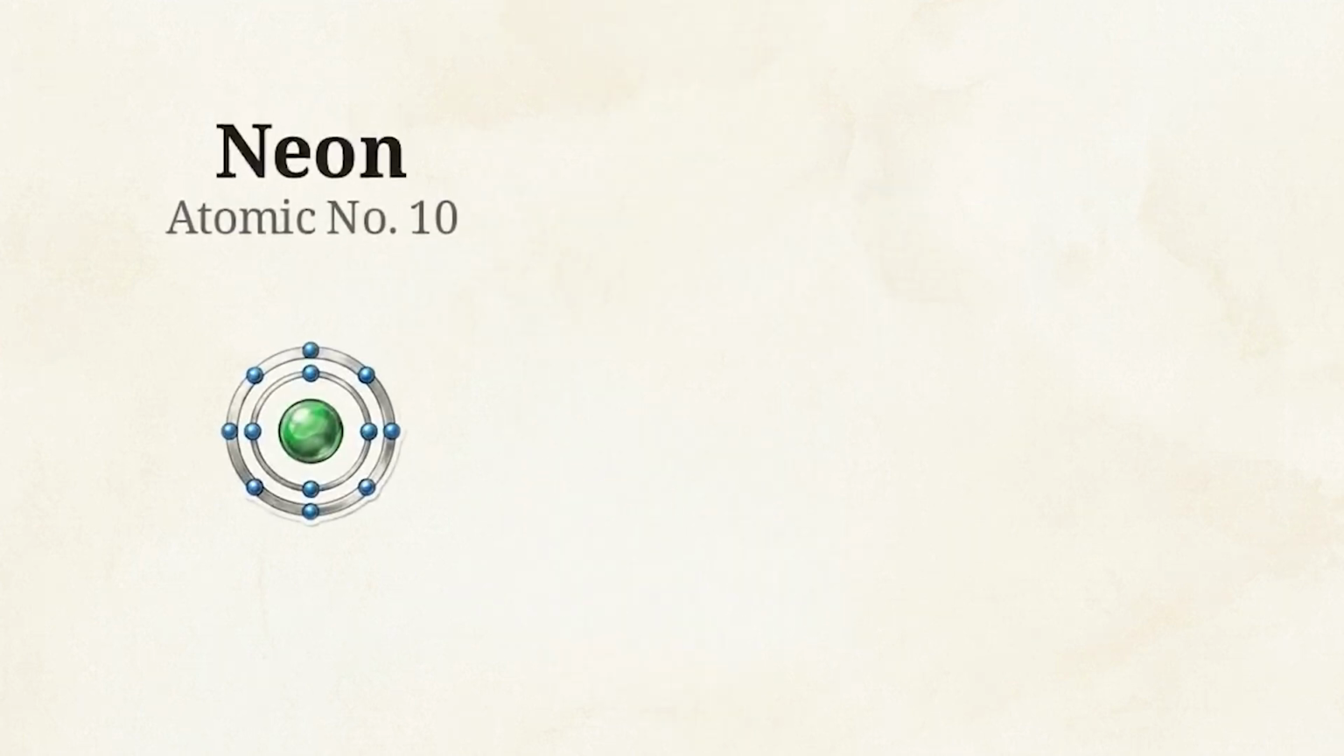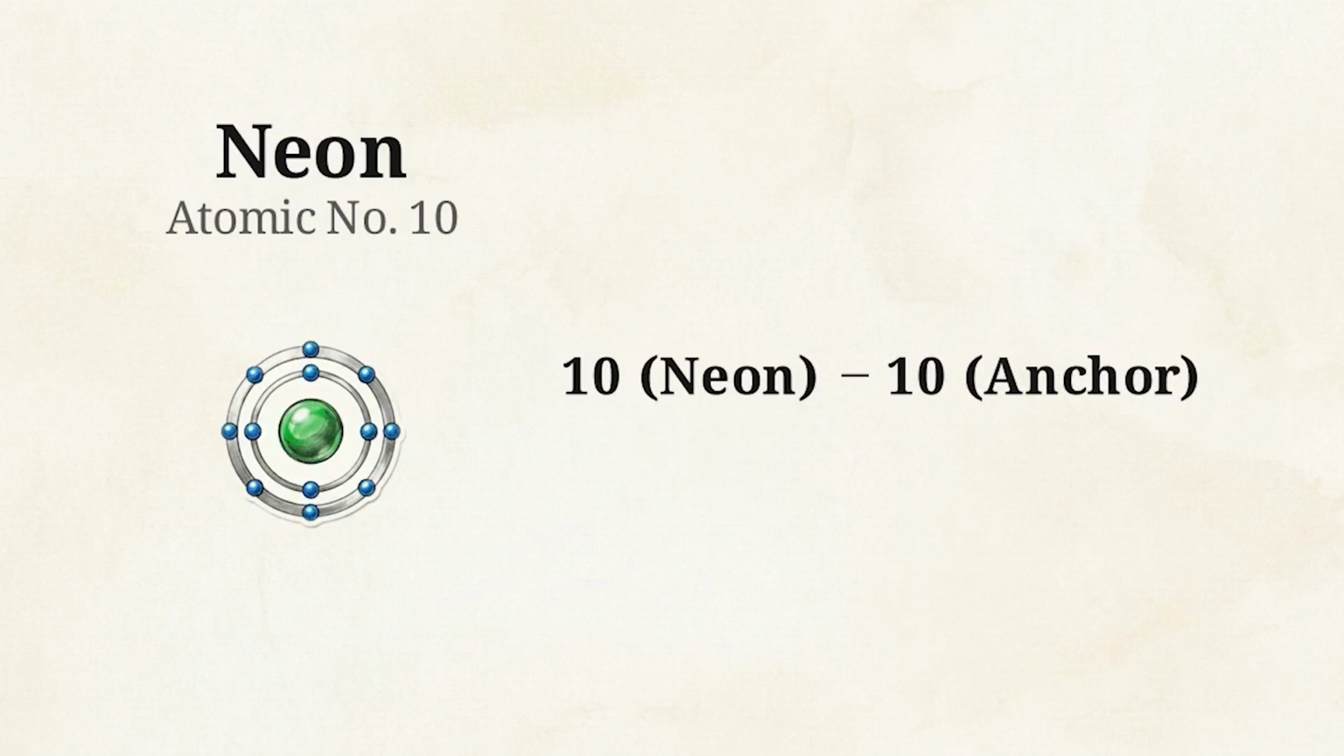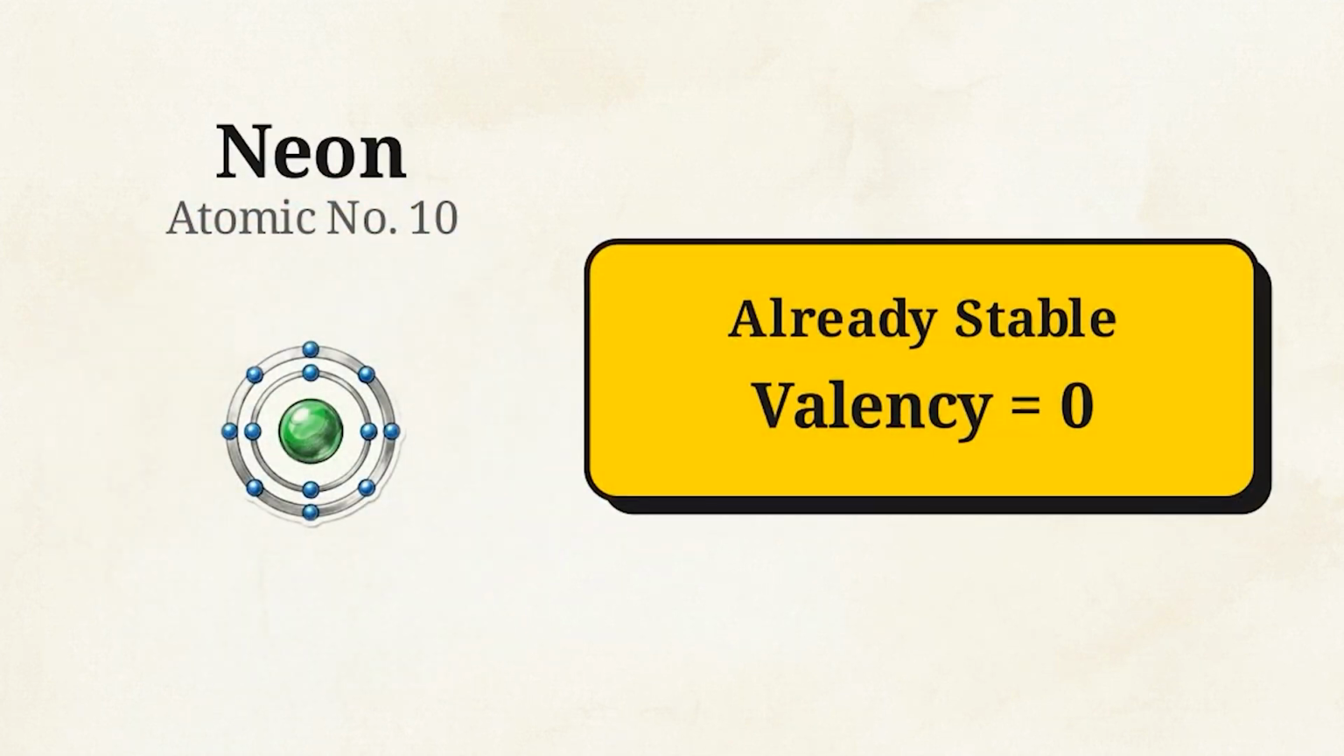There is one edge case, the noble gases themselves. If you calculate neon, which is atomic number 10, its previous anchor is itself. 10 minus 10 is 0. It is already at its target, so its valency is 0.